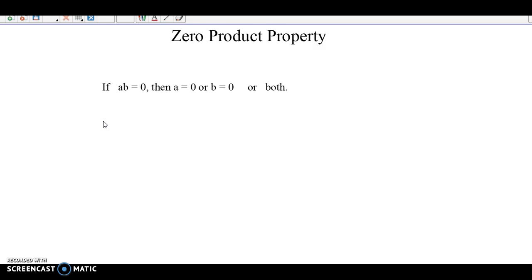Now, there's no zero-sum property. Any number plus its opposite, I guess, equals 0. That would be the inverse property of addition. But the zero product property is specific. It gives us some information about one or both of the factors.